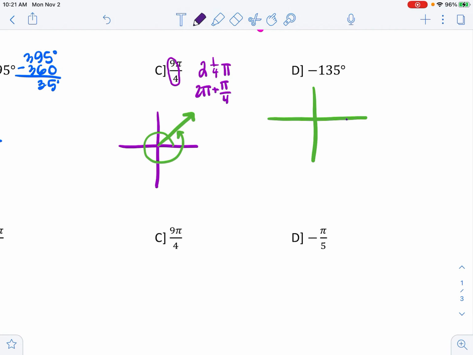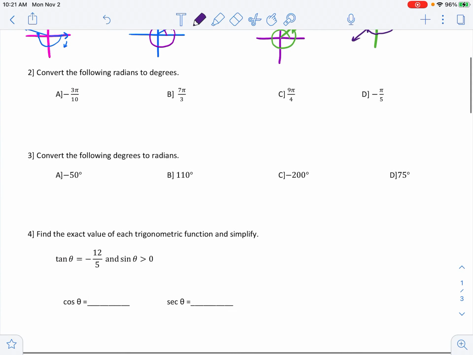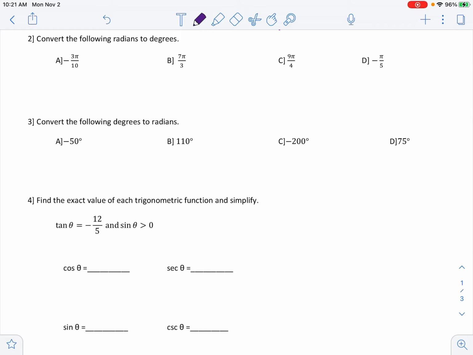Last but not least, negative 135. So I'll start on my positive x-axis. I'm going in a negative direction. This is negative 90. This is negative 180, so that's too much. So I want to go less than that. There is negative 135.